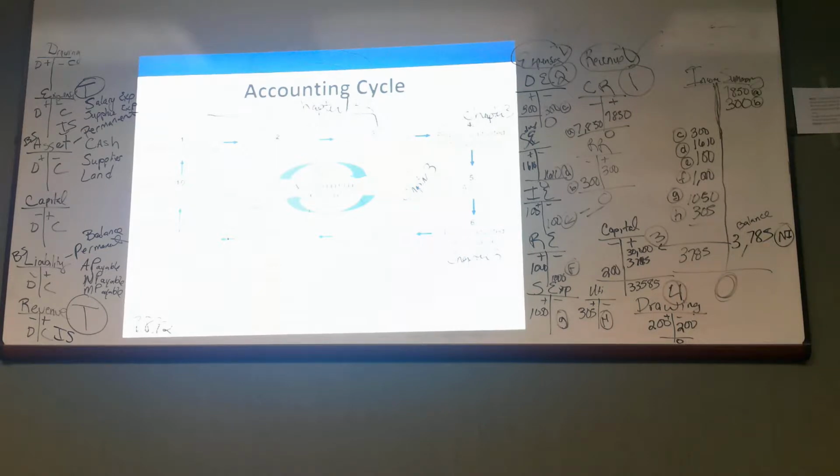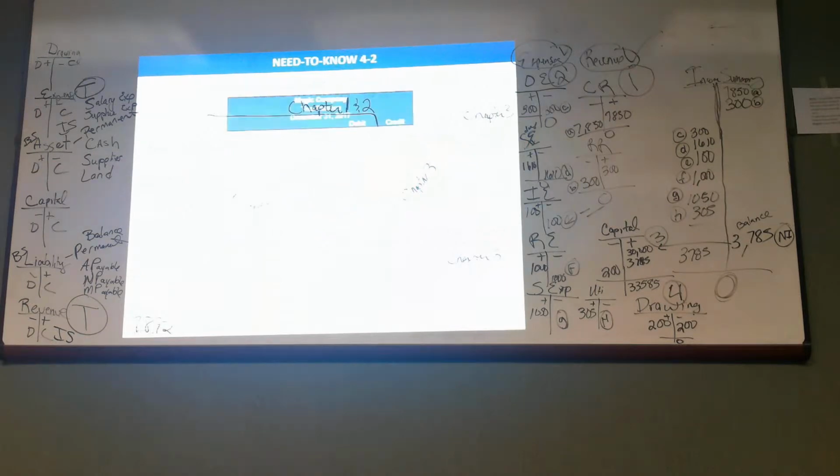Make sense? Everybody okay with that? So, in this example, it says use the adjusted trial balance of Magic Company to prepare its closing entries.